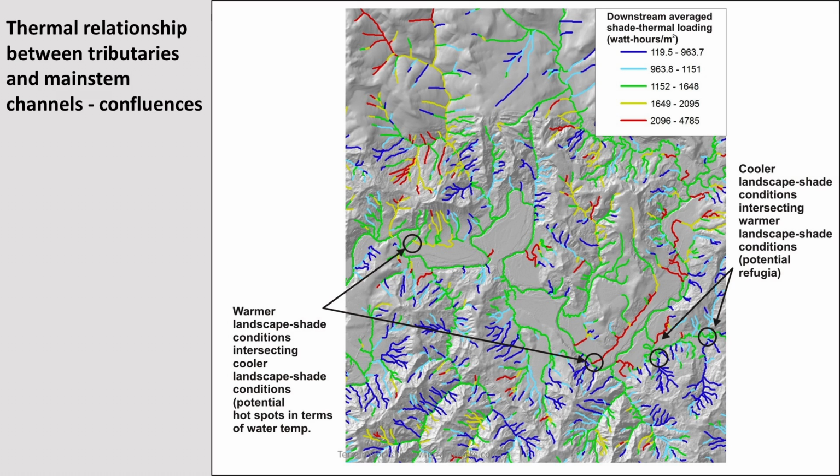Do you want to spend your money there? Now, certainly you'd want to validate this prediction, but do you want to put money in restoration there? Or do you want to go find places where the topography and vegetation is set up to provide cool water at these junctions? And maybe there you want to put your money in.